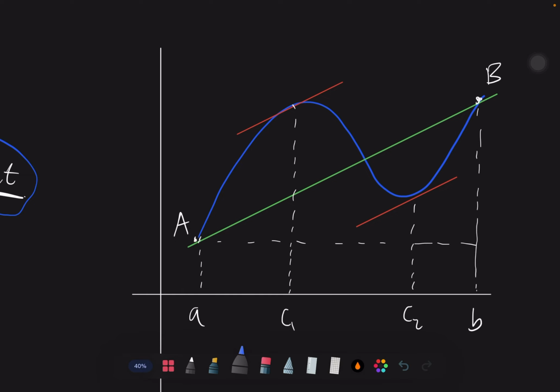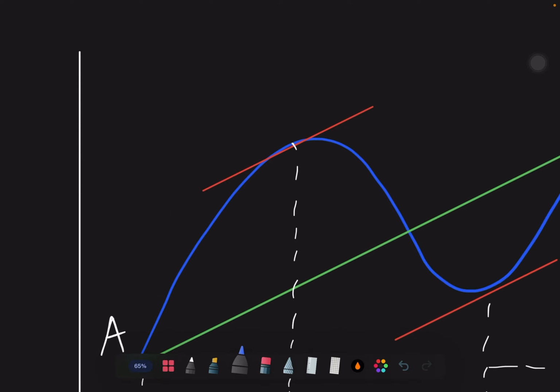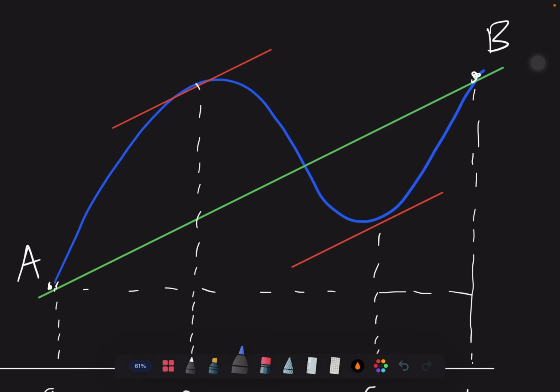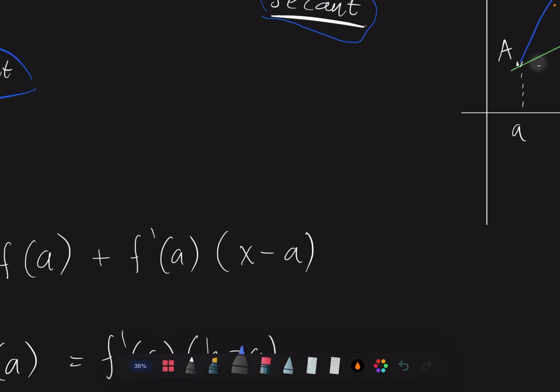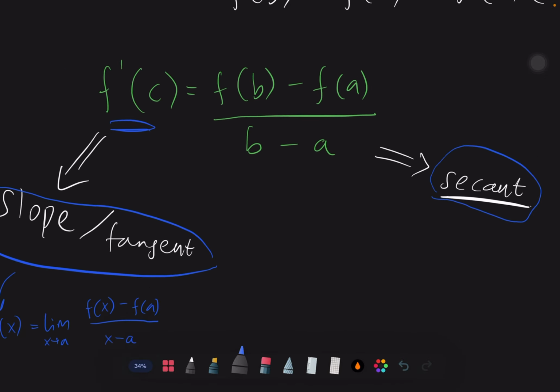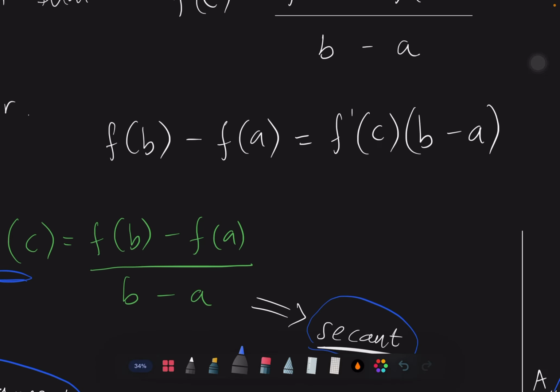So the theorem says that the secant slope here from point a to b, the green line, will be equal to some slope of the curve itself. So the curve has a slope here that is determined by the red line, which is the same slope as the green one. Which means that we can have these conditions, and we can rewrite this in terms of this.